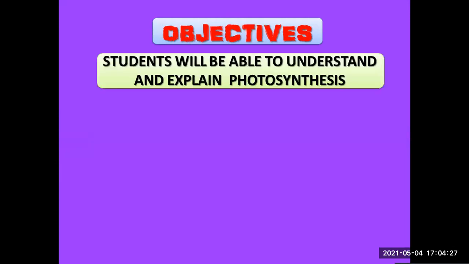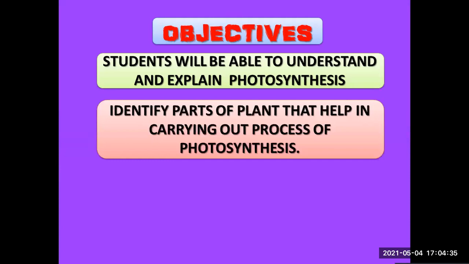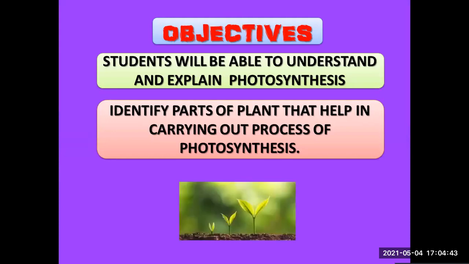Objectives of this lesson. You will be able to understand and explain what photosynthesis is, the process of photosynthesis. Identify parts of the plant that help in carrying out the process of photosynthesis. Let's move on.